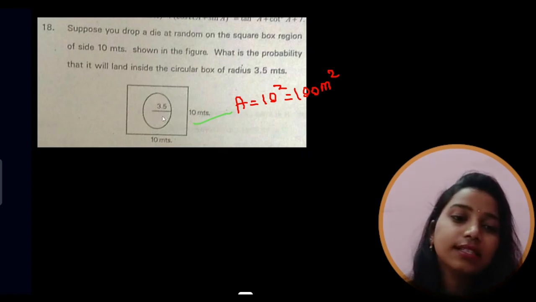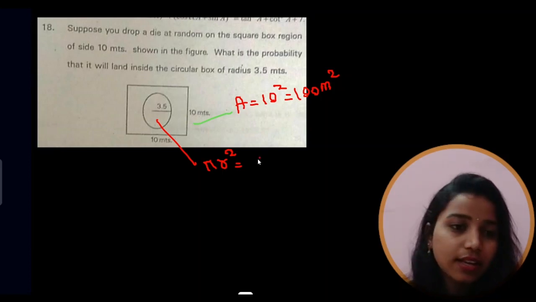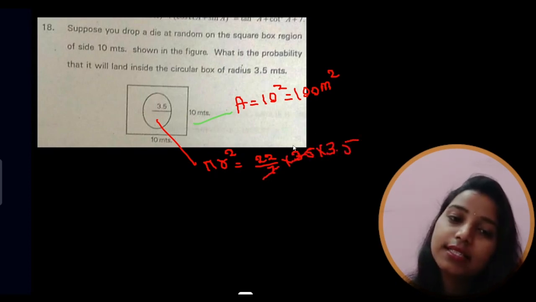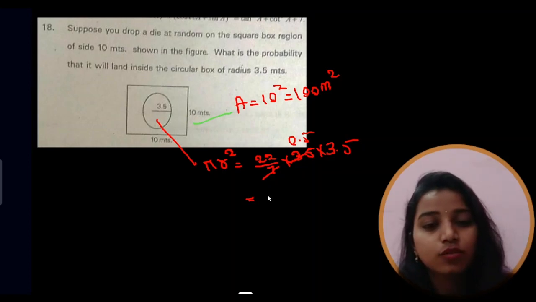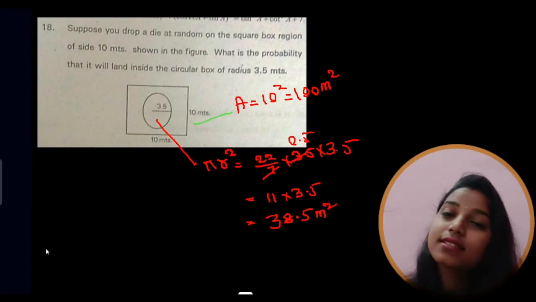So this circle's radius is what? Radius is 3.5 and the area of this circle is nothing but pi r square, right? What is pi? Here we can consider 22 by 7 into r. r is 3.5 into 3.5. What is it? 7 ones are 7, and 7 times 0.5, right? So 0.5 into 22 will be 38.5. 38.5 meters square.